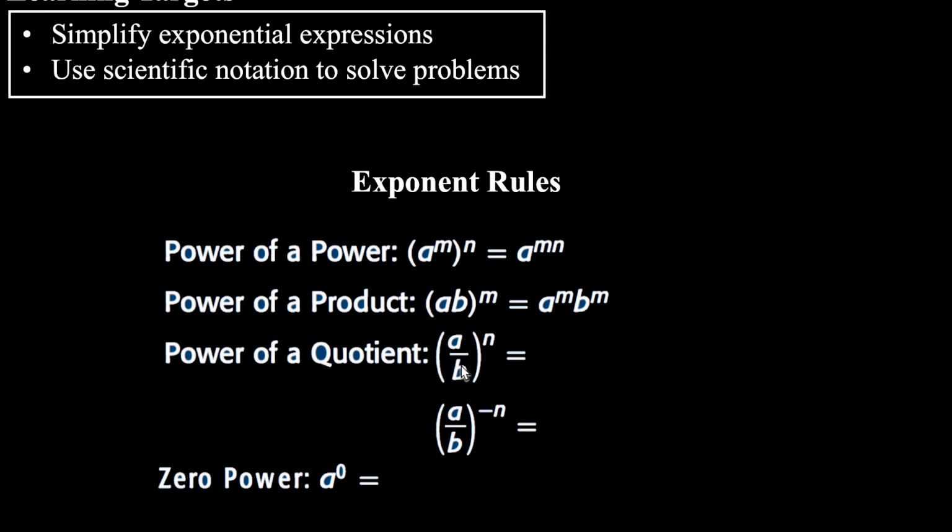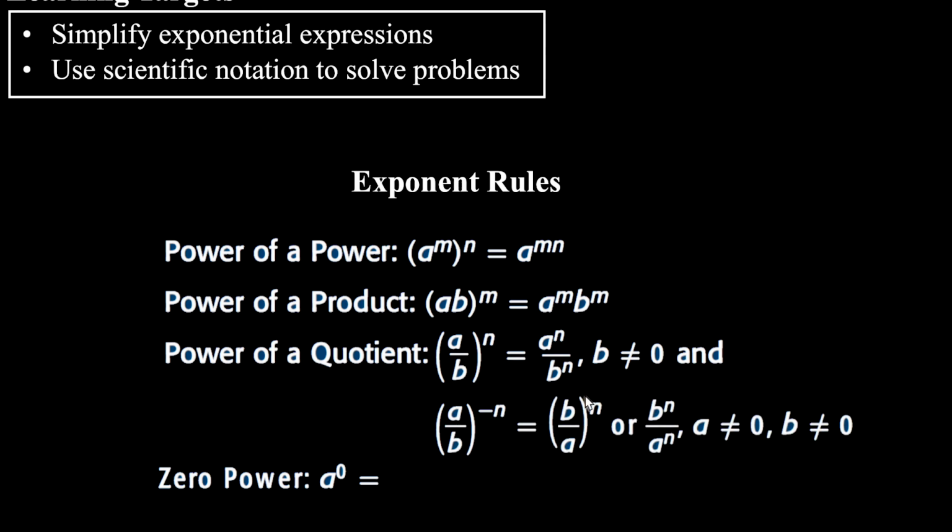And when we have a negative exponent, we have two options. We can raise each thing inside to the negative exponent, or we can flip the numerator and denominator and raise it to the positive exponent. So most often we'll use this one. We'll flip the numerator and denominator and then write it to the positive exponent. And the zero power, anything to the zero power, is equal to 1.